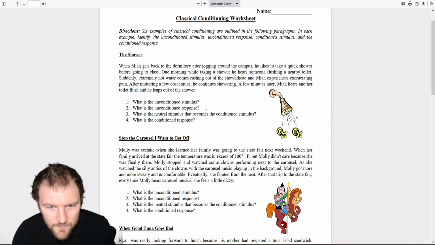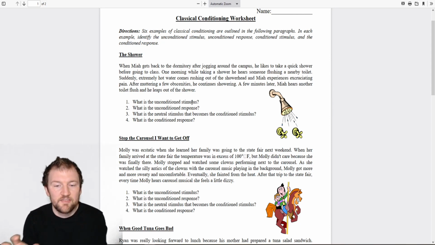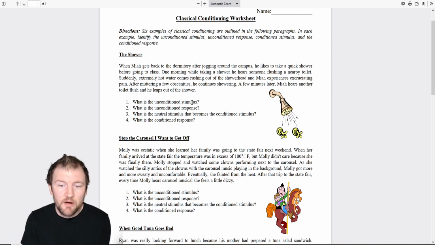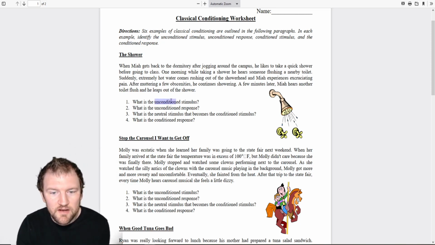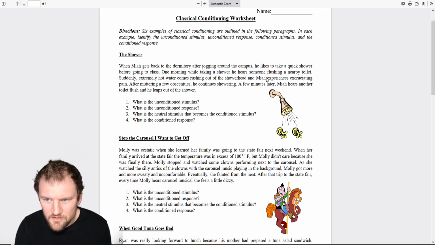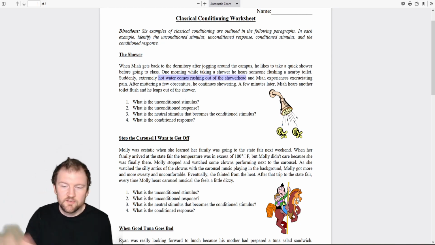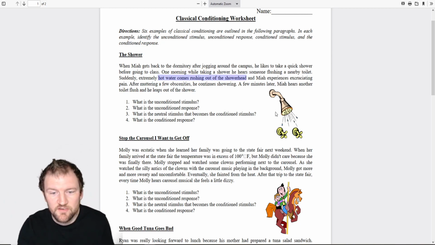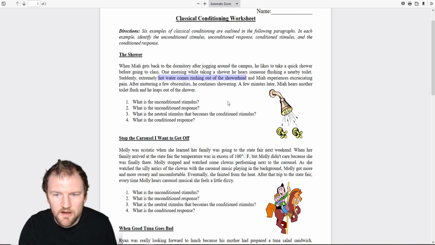So think about this story. The unconditioned stimulus is always a thing that is done, or an object that is given, that has an automatic response associated with it. You can think unconditioned or unlearned or learning not necessary stimulus. So what was done to Mia to make him react in an automatic way? And try and use the exact language in this story. So in this case, it would be hot water comes rushing out of the shower head. Because if hot water hits your body, you don't have to learn that that hurts. It just hurts. So that would be the unconditioned stimulus number 1 would be hot water.